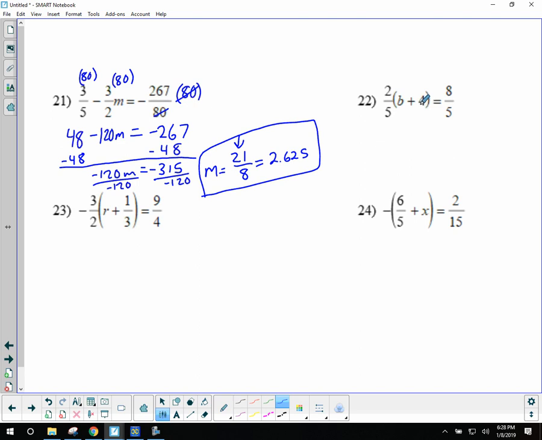Oh, this is so good. Okay. Another shortcut trick. It's called the reciprocal. We're going to multiply by the reciprocal.